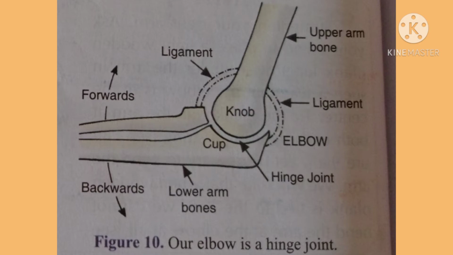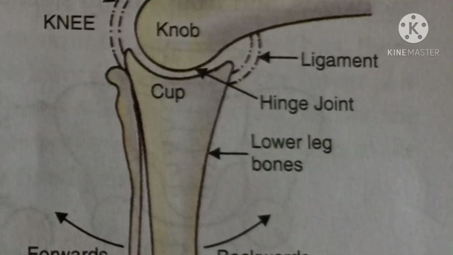Look at figure 11. The knee joint is a hinge joint. At the knee, the lower end of the upper leg bone is in the form of a knob and the upper end of the lower leg bone is in the form of a cup. The knob of the upper leg bone fits into the cup of the lower leg bones to form a hinge joint at the knee. And the ligaments hold the upper leg bone and lower leg bones together at the knee joint so that they may not fall apart when the knee bends.